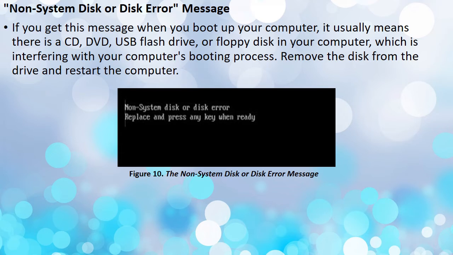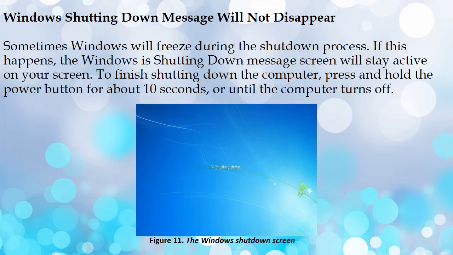If the problem is the CD, DVD, flash drive, or floppy disk that you are connecting to the computer. Then we have the Windows shutting down message that will not disappear. Sometimes Windows will freeze during the shutdown process. If this happens, the Windows is shutting down message screen will stay active on your screen. To finish shutting down the computer, press and hold the power button for about 10 seconds or until the computer turns off.